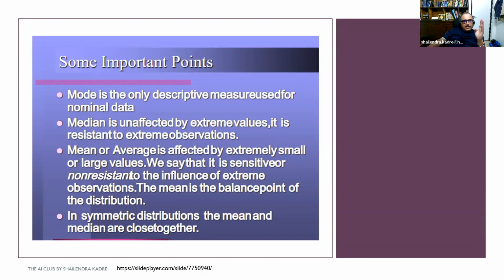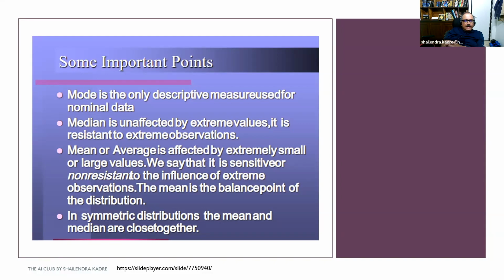Median is unaffected by extreme values. Mode, whose definition is how many times a value is repeated, is also not affected by extreme values. Mean, the average, is affected by extremely small or large values. We know that.